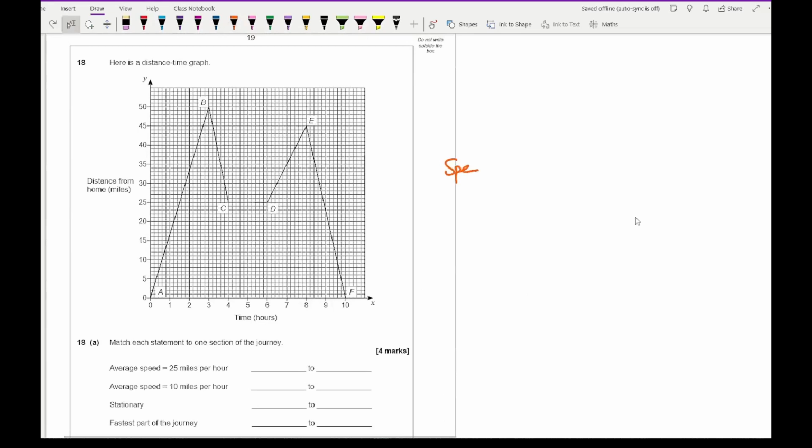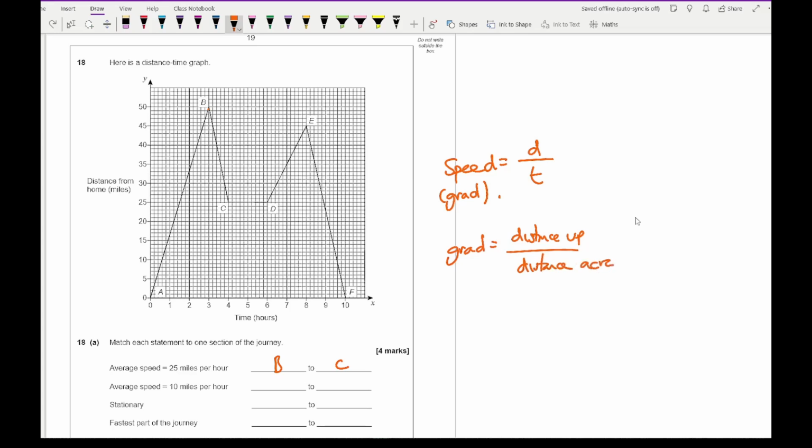Now remember that the speed is equal to distance over time, and the speed is the gradient. So what we're looking for is the average speed, or the gradient, is 25, so where is it 25? It's going to be B to C. And all you then need to do is simply work out the gradient of each line. Remember that the gradient is the distance up divided by the distance across.